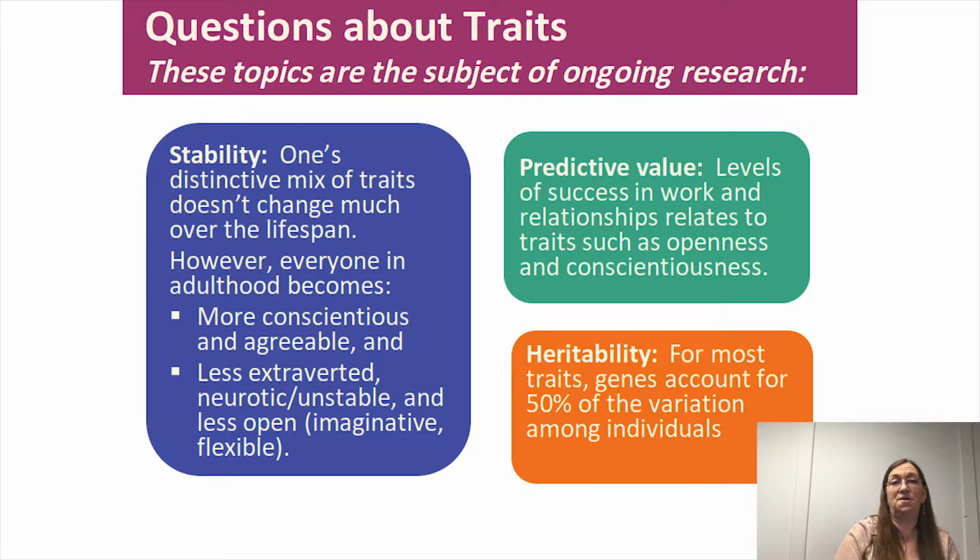But there are traits that grow and develop as we mature as well, and so we can moderate some traits as we mature, and we can actually change some over our lifespan. So when everyone in adulthood becomes a little more conscientious and agreeable, and less extroverted and neurotic and unstable, and less open or imaginative and flexible, we have some predictive value. The levels of the success in work and relationships relates to traits such as openness and conscientiousness.